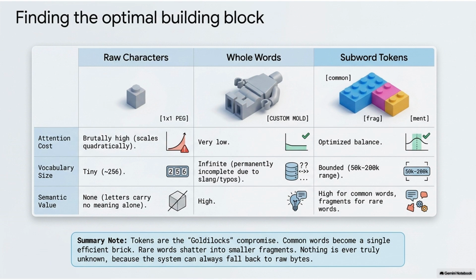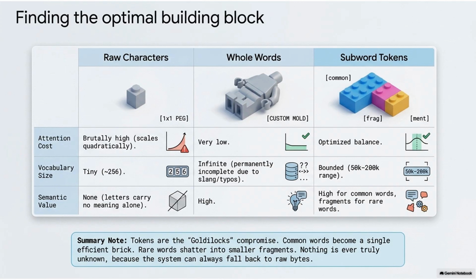So why chop text into lumps at all? Why not something sensible? There are 3 options, and 2 of them are disasters. Option 1, raw characters, 1 brick per letter. The simplest possible idea, but look at the attention costs, brutally high, because attention cost scales roughly with the square of the length. So a single page becomes thousands of pieces, and every piece has to be weighed against every other piece. The vocabulary is tiny, only about 256, but the semantic value is basically 0. A single letter on its own means nothing.